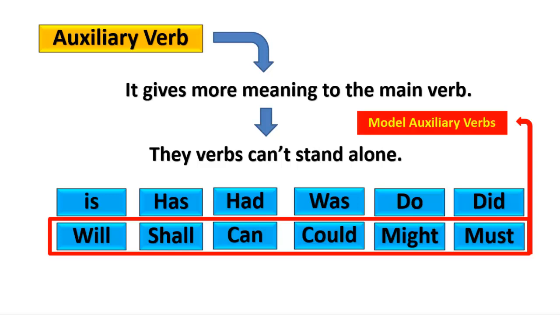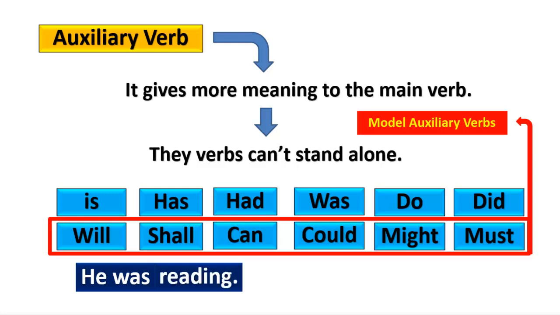Now take some sentences. He was. What he was? It doesn't make any sense. If we put a main verb with the helping verb was, then it will give us complete meaning. For example, he was reading.